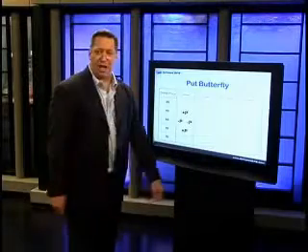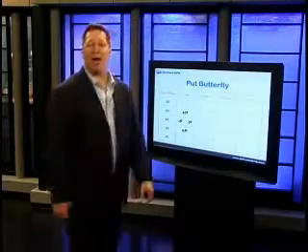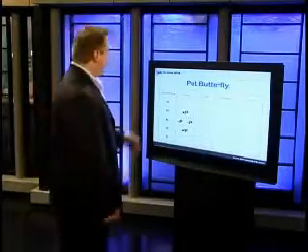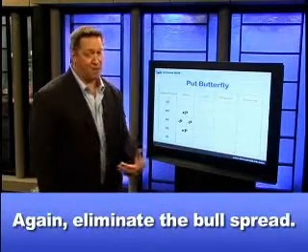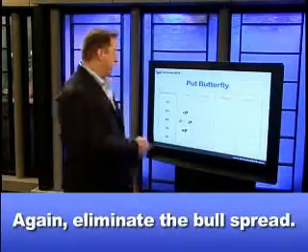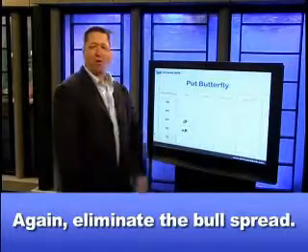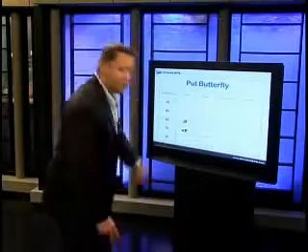What if we're in the put butterfly? Well, we got a debit spread, we got a credit spread. Who cares? We got a bull spread and a bear spread. Stock is going down. What are we going to do? Well, we want to get rid of the bull spread. It's the bear spread that's helping us. Bull spread is hurting us. Get rid of the bull spread. Now trade the bear spread.